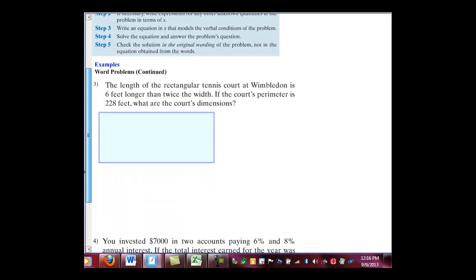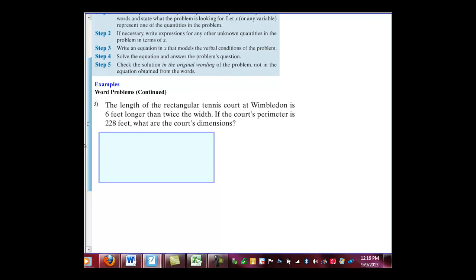All right. So let's look at number 3. The length of a rectangular tennis court at Wimbledon is 6 feet longer than twice the width. If the court's perimeter is 228 feet, what are the court's dimensions? I'm going to give you guys just a second to fight with it. You could set it up as 1 or 2 variables. You could do it either way.